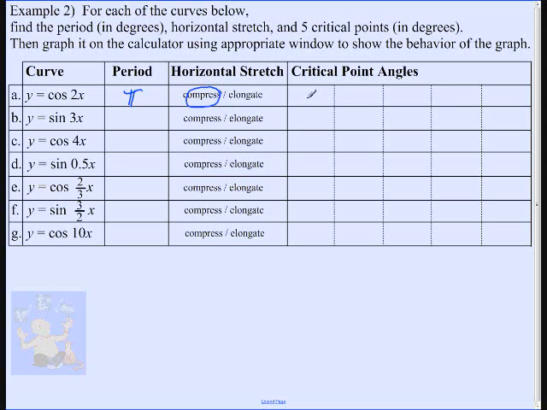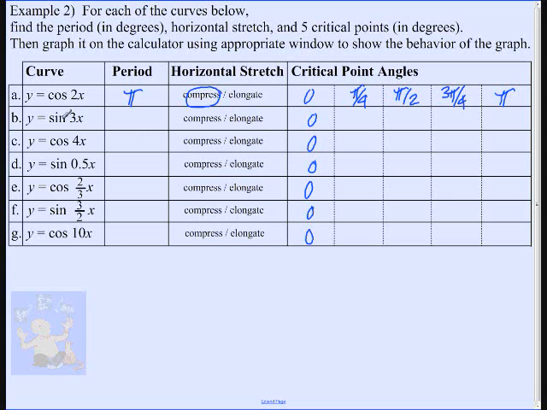And our critical points, well, we go from 0. All of these, we're going to go from 0. Why not fill in the things that we already know, right? And the end point is going to be pi. The midpoint is going to be pi over 2. This will be pi over 4, right? Midpoint of that. And this will be 3 pi over 4.